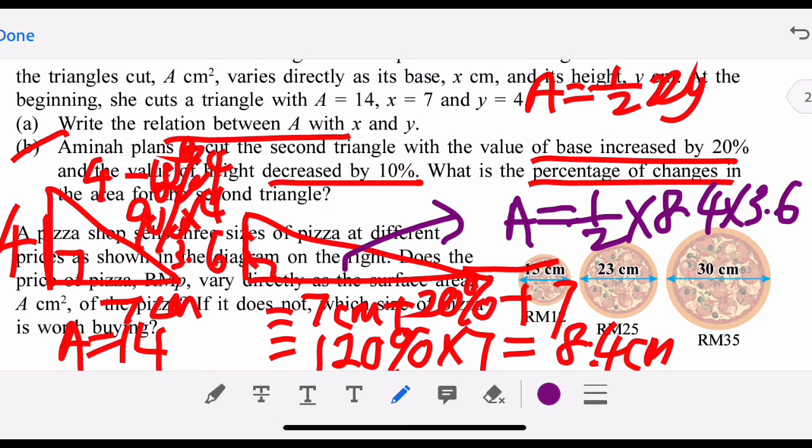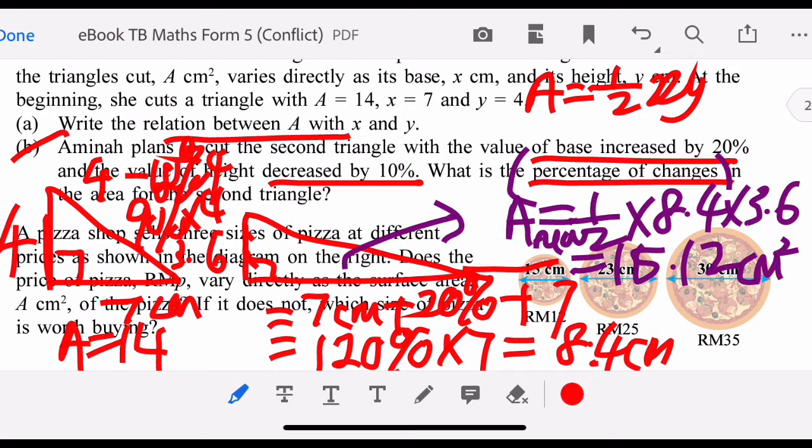8.4 times 3.6 divided by 2. So the answer is 15.12 centimeter square. The question asks the percentage of the changes. So this is a new area. The question didn't ask for the new area.